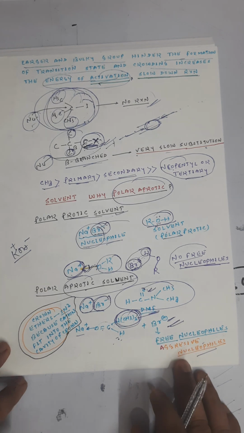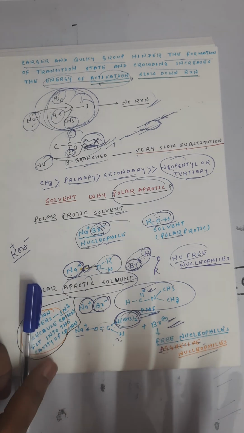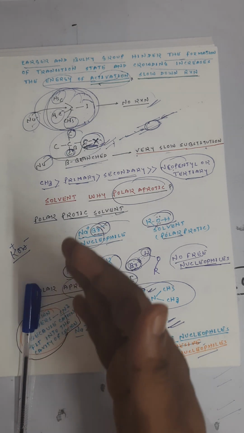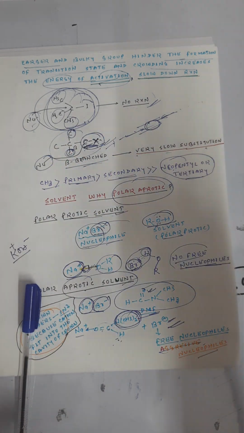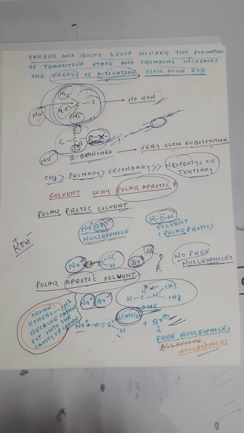So Br negative means free nucleophile. A free nucleophile is called an aggressive nucleophile. Why is it called aggressive? Because initially the nucleophile was cations and anions. Now the cations are involved in the bond formation, and the anion is alone. That anion is called an aggressive nucleophile. Now the aggressive nucleophile reacts with the substrate and easily forms the product. So keep in mind, in the polar protic solvent, no nucleophile is free, which means no nucleophile is aggressive.